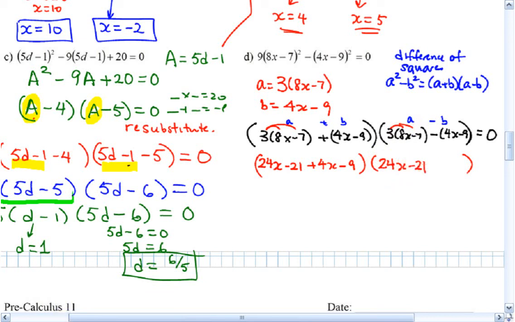And the next part is tricky. You see this minus sign here? It applies to every single term inside that second bracket. So what's the minus of 4x? That's negative 4x, thank you. And then positive 9. Negative times negative is positive 9. Good.